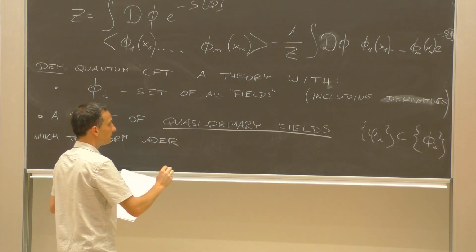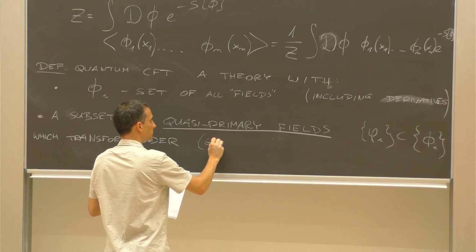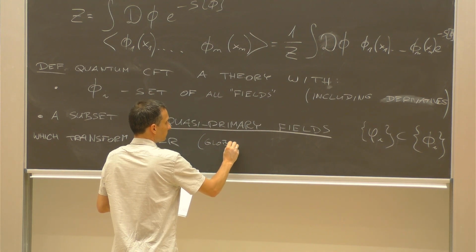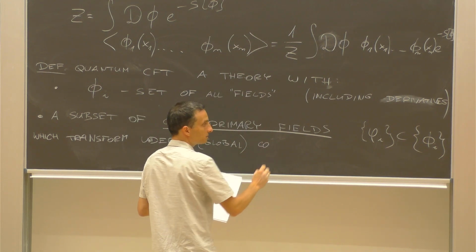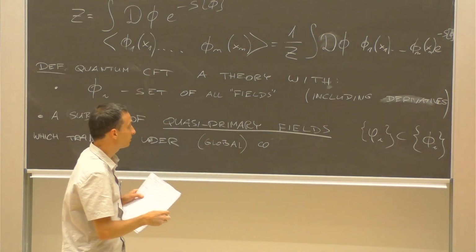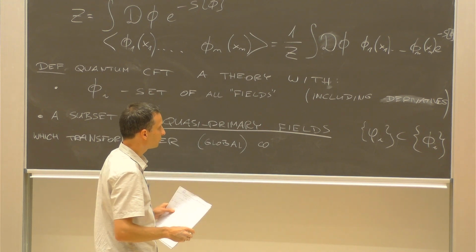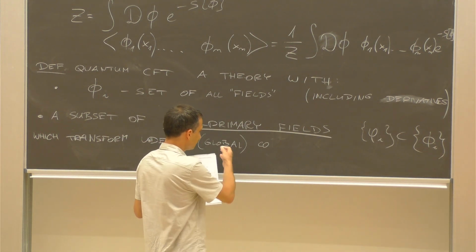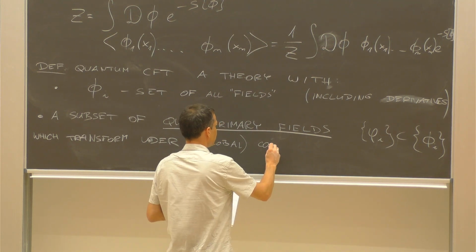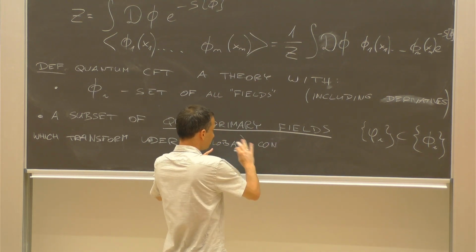Which transform under, and here I will write in a bracket just to stress this, under global conformal transformations. So the transformations I mentioned before are in fact global ones. We will see that in 2 dimensions there is a very important set of also local transformations. But for now we consider just these global ones.